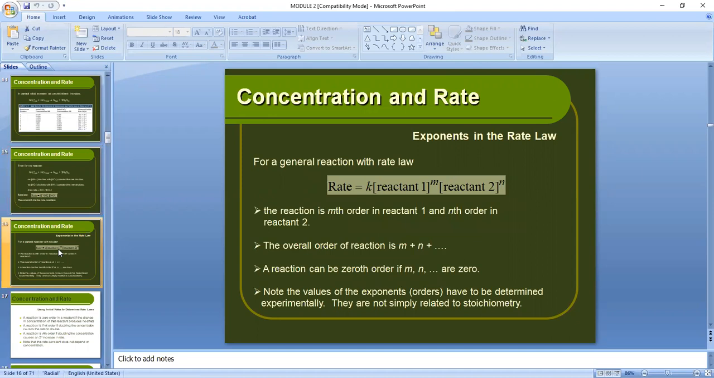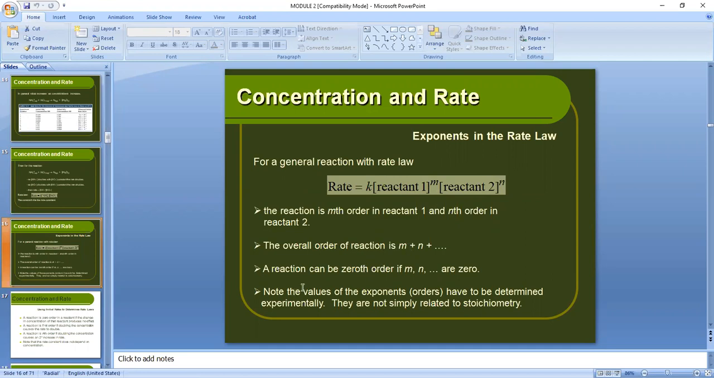Now, for a general reaction with rate law written in this form, so let's say, for example, your rate law is written as k times the concentration of reactant 1 raised to m and reactant 2 raised to n. We say that the reaction is mth order with respect to reactant 1 and nth order with respect to reactant 2. Okay? Overall, the order of the reaction is the sum of the exponents to which the concentration terms in your rate law are raised. So you take the sum of these two exponents, that would be your overall order of the reaction.